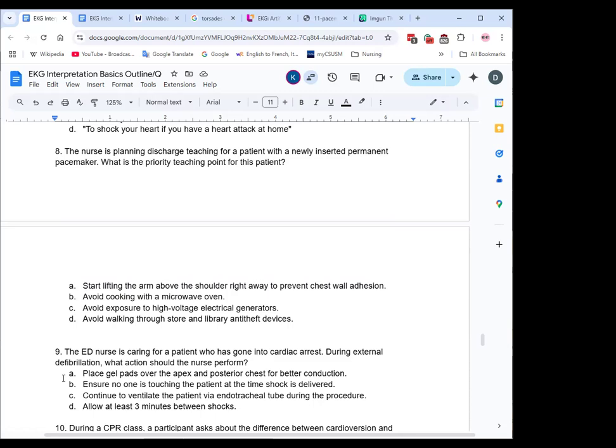I have a chicken pot pie. So excited. Oops.